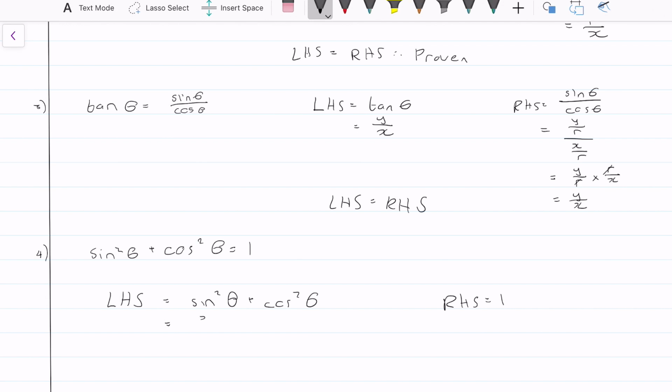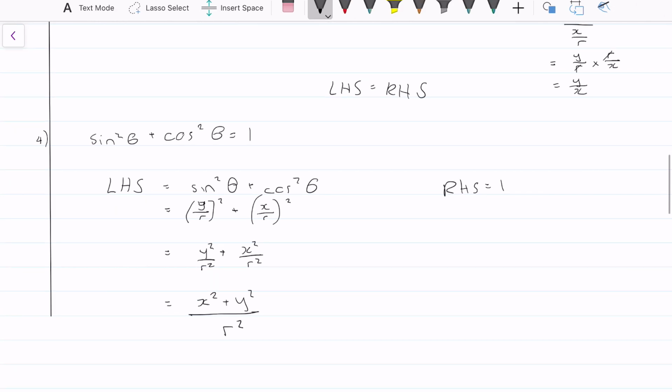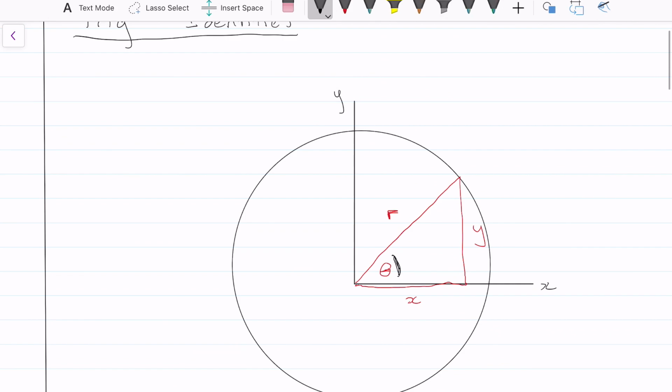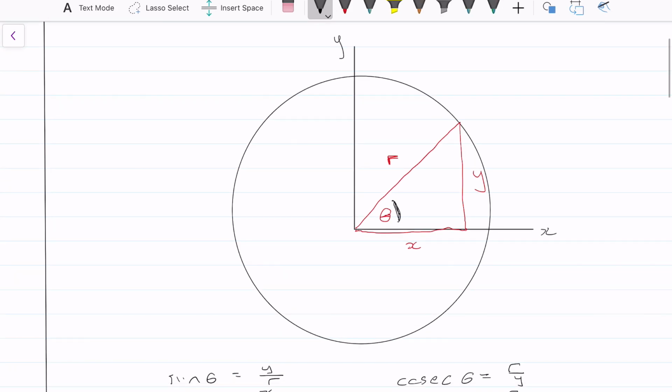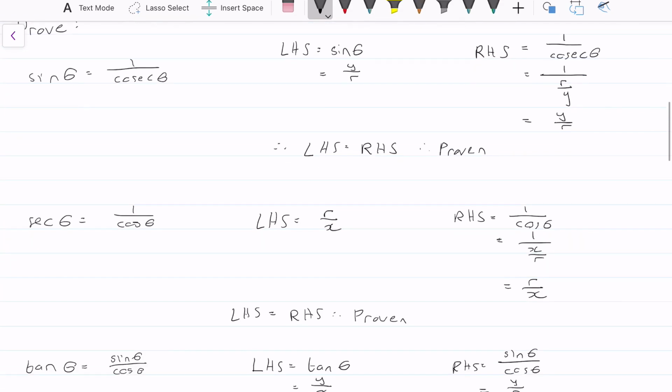Sine is y over r squared plus x over r squared. So we have y squared over r squared plus x squared over r squared equals x squared plus y squared over r squared. Okay, so we aren't done yet, but if we look at our triangle that we've been using, we know from Pythagoras that the hypotenuse r squared equals x squared plus y squared. So we can say that.